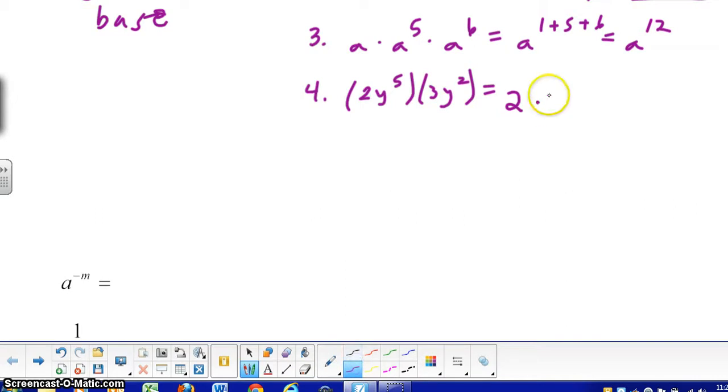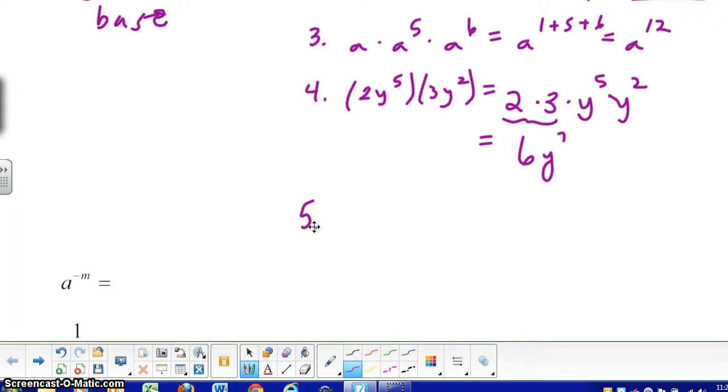Then you have 2 times 3, and the y to the 5th and the y to the 2nd will be together as well. This makes 6, 2 times 3, so we just do those like a regular multiplication problem, and then you're going to add the exponents. So 5 plus 2 is 7.